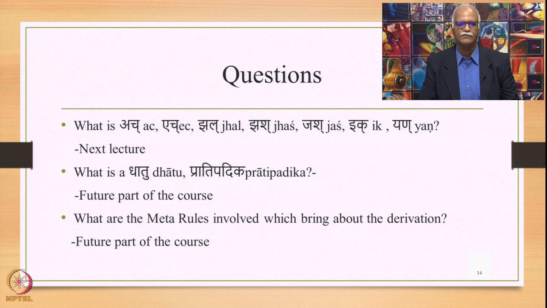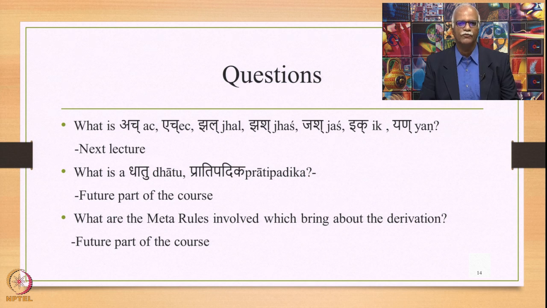We also noted that there are certain other meta rules which bring about the entire derivation process from one step to the next. We also noted that there are certain meta rules which allow us to interpret certain words differently. For example, achaha dhatoho, ataha pratipadikat. Achaha was interpreted as ajanta dhatu, and at was interpreted as adanta pratipadika: a pratipadika ending in short a, a dhatu ending in a vowel.